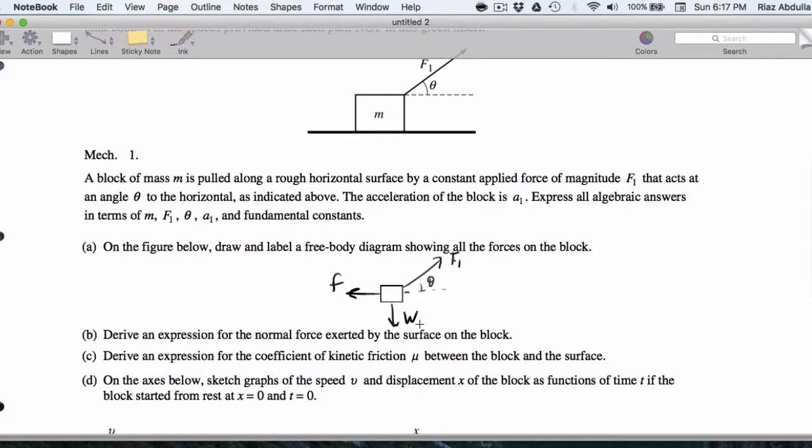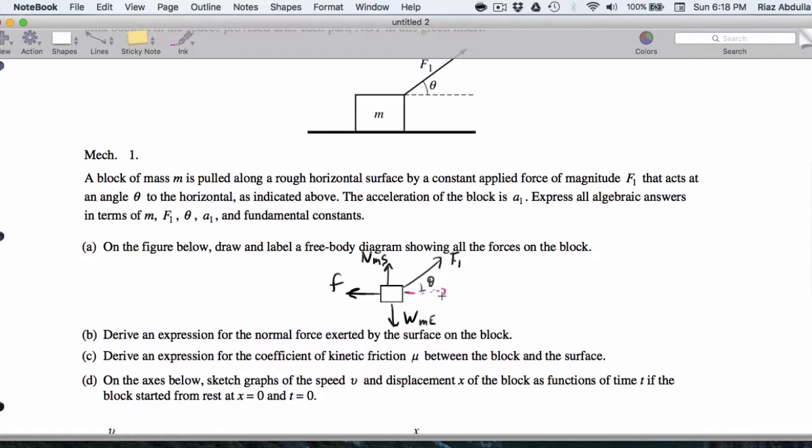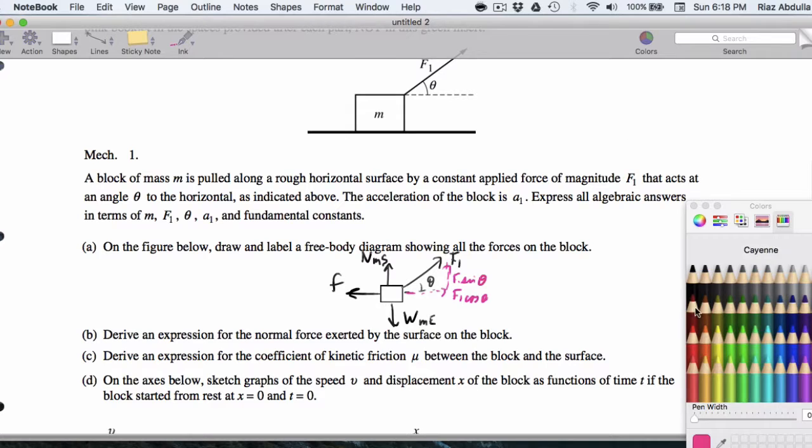We have the weight of the mass due to the earth, and the normal on the mass due to the surface. And what I'm going to do is split the components of F1. So I have F1 cos theta and F1 sine theta. All right, now it says derive an expression for the normal force exerted by the surface on the block.